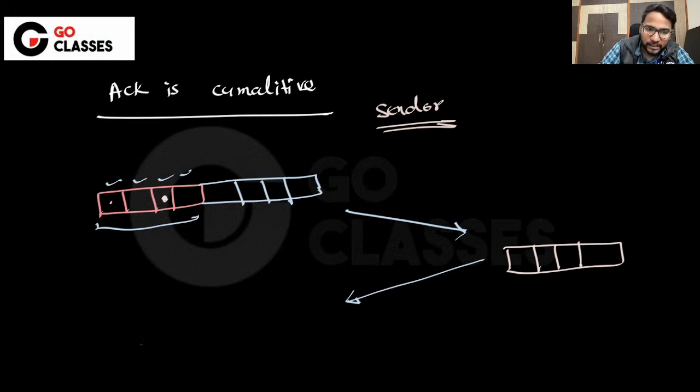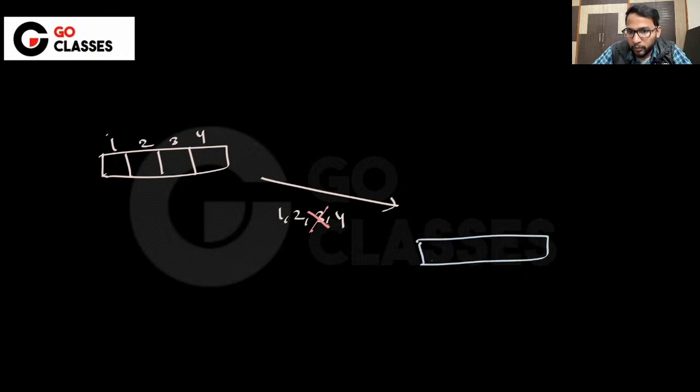Now you are sending, let me tell you what happens. You are sending 1 2 3 4. Now by chance, let's suppose that 3 is lost. At the receiver side, you will be getting 1, you will be getting 2, you will be getting 4.